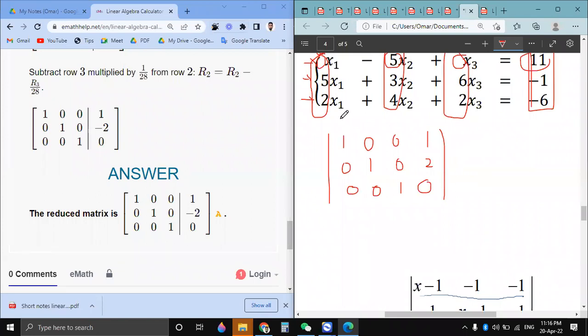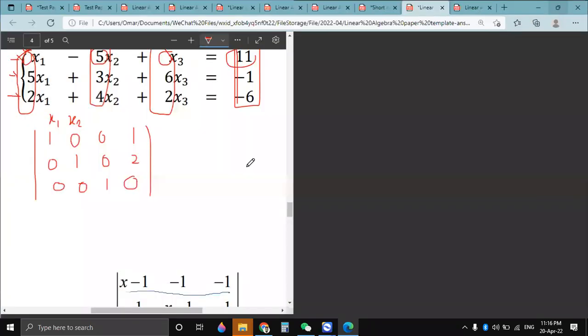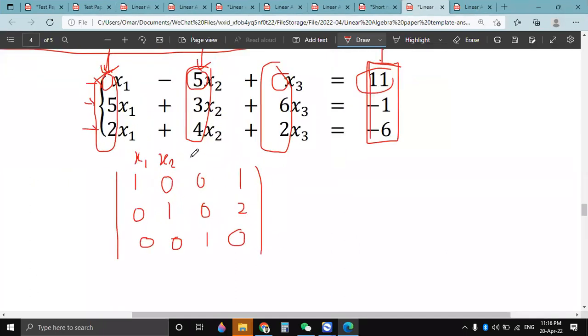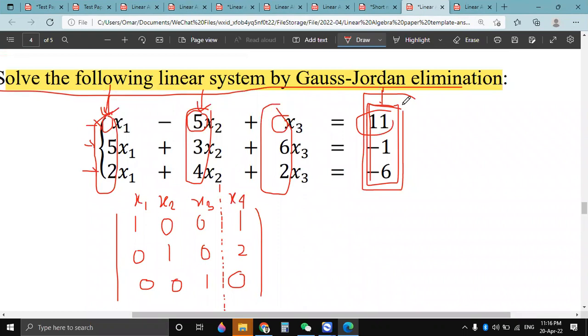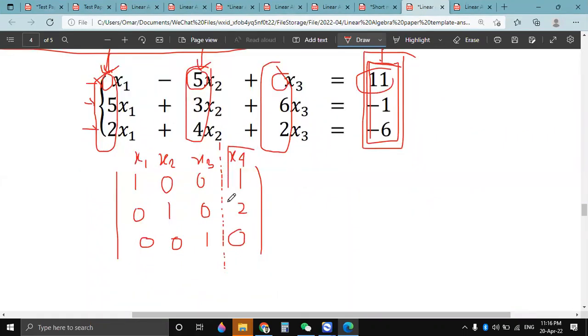So if you look here, we have x1 here, x2 here, and x3 here, and x4 here, right? You have to imagine a line here in your brain. You don't need to write down this line, but it means that this x4 is on the right side, so it will also be on the right side of the solution. So here is x1. X1 equals 1, and then we have x4.